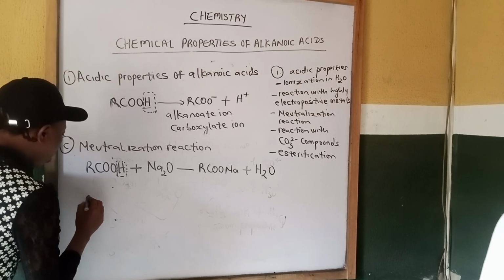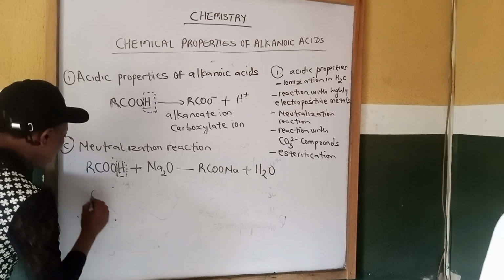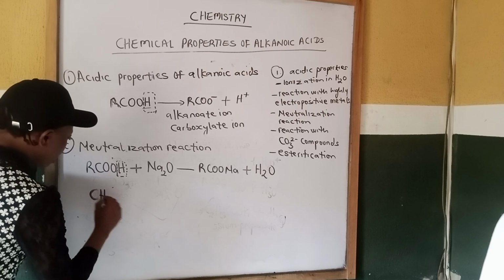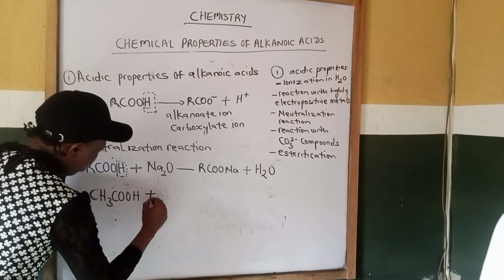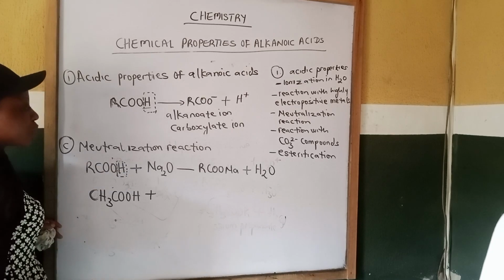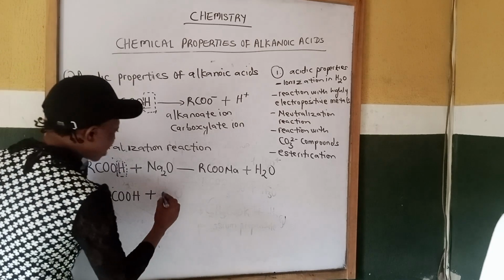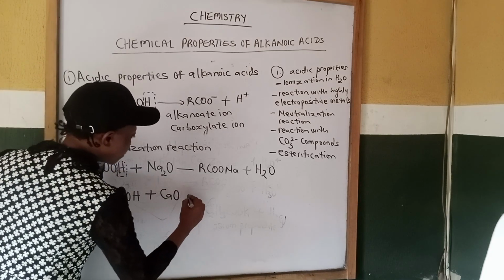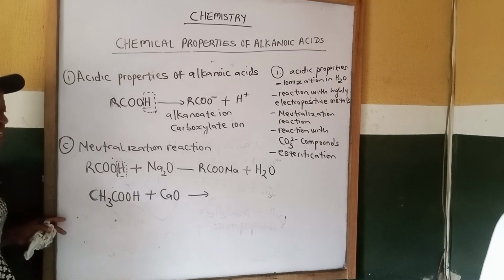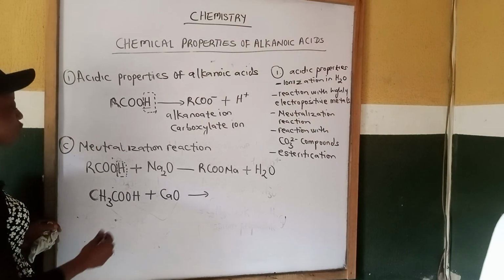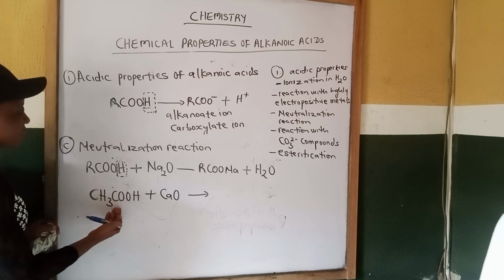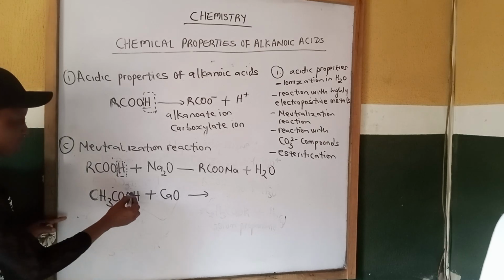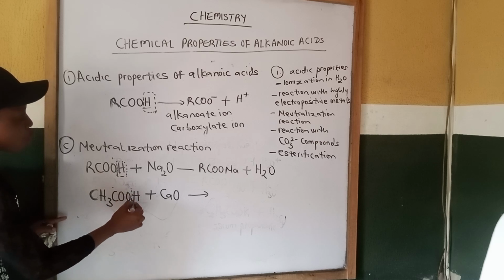Let's use ethanoic acid, CH3COOH, plus, I'm going to use another base this time around. Let's use calcium oxide as a base. Calcium oxide is a base. So the reaction between calcium oxide and an organic acid, which is ethanoic acid, will give us what? The hydrogen ion will be released.